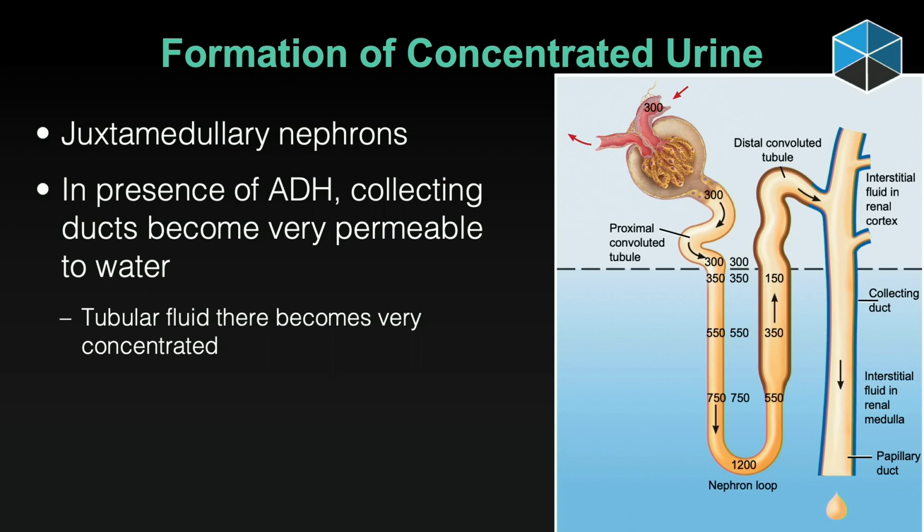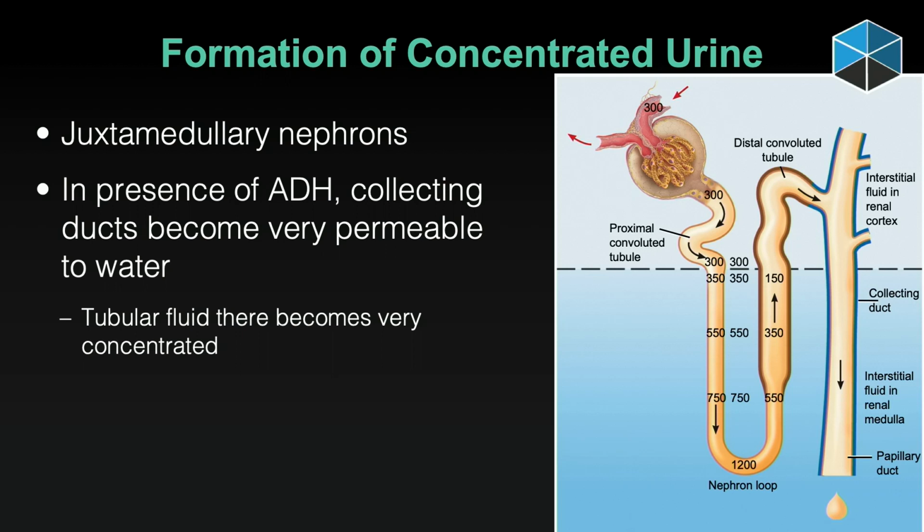There's a couple key differences. One of them is not shown here. The loop is longer. This is the same picture, so you're not seeing a longer loop. But you can imagine, with a longer loop, there's a greater concentration gradient, and so fluid in the tip here is 1,200 milliosmoles, not 900 like in the shorter nephron loops. So that's one important difference in making concentrated urine. Otherwise, everything else is set up the same.